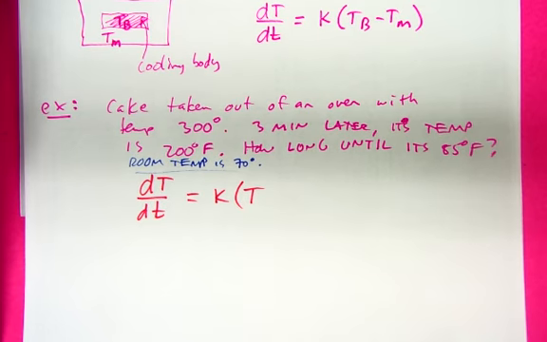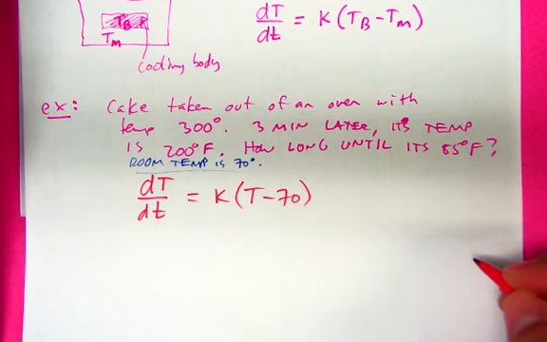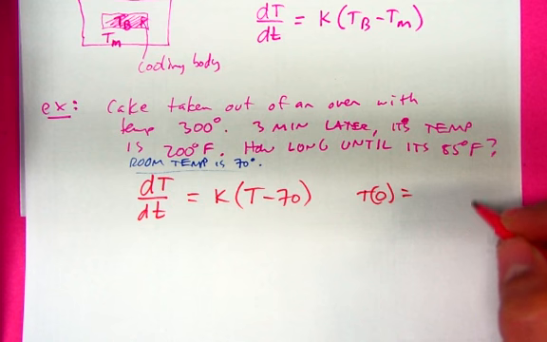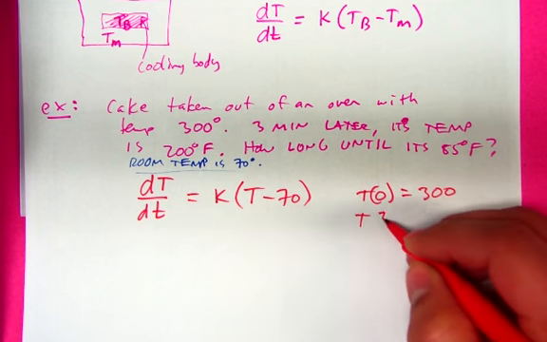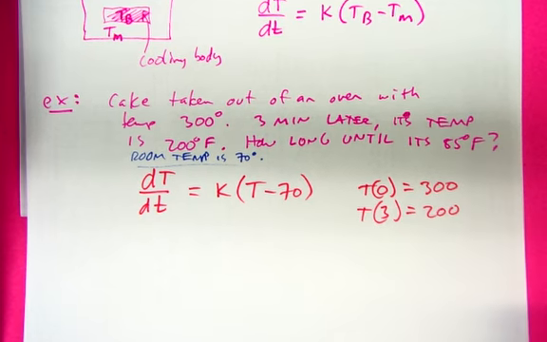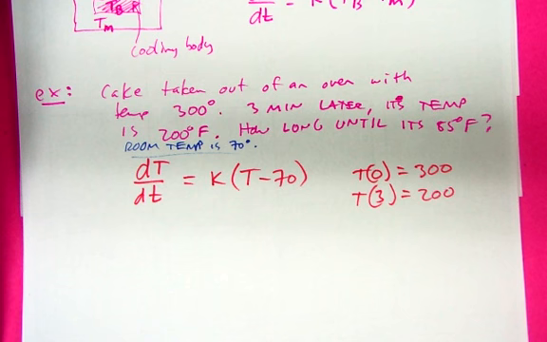Okay. So then now we can write the equation. T minus 70. Some conditions. We have T of 0 is what? T of 3 is 200. So is this assuming that the room isn't warming up as well? Yes, we're just assuming that it's a large enough room that it's negligible, that this little cake will not really affect the temperature. Okay.